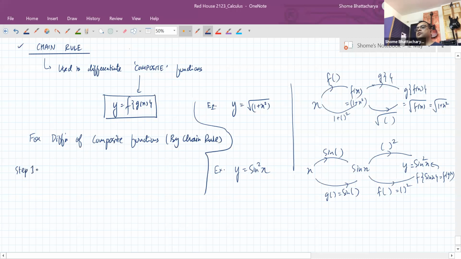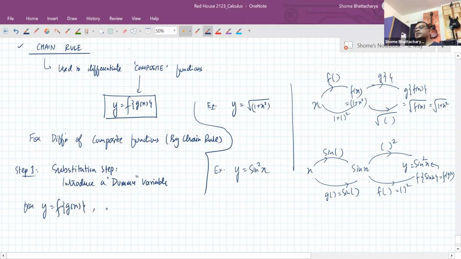The first step is called the substitution step. In this step, we introduce a dummy variable. So for the function f of g of x, let's say, we introduce the dummy variable z, which is g of x. So y becomes a simple function f of z. This is my substitution step.